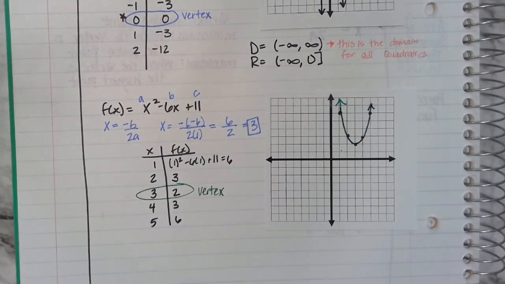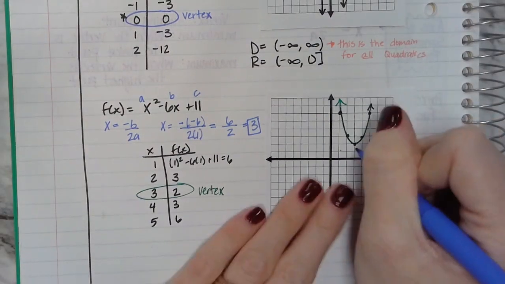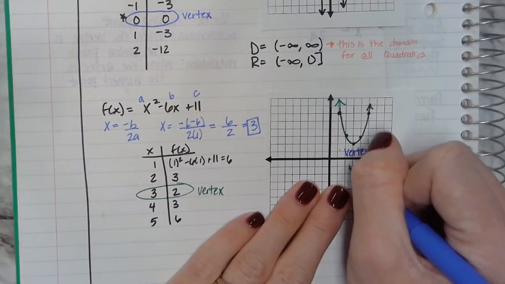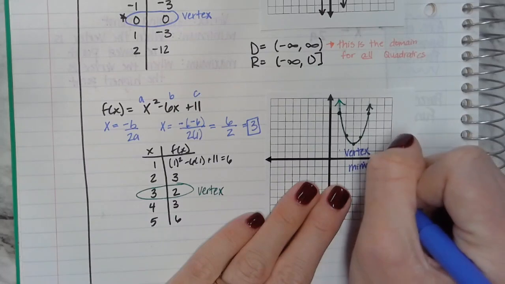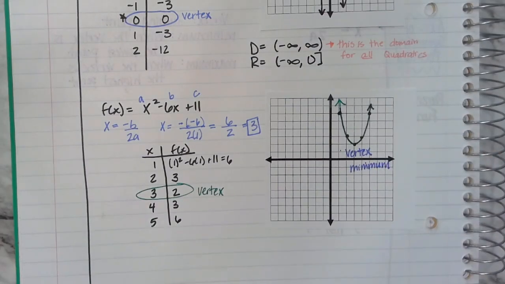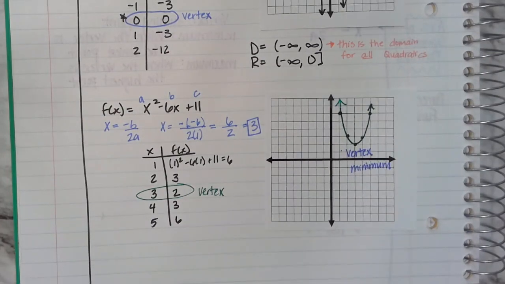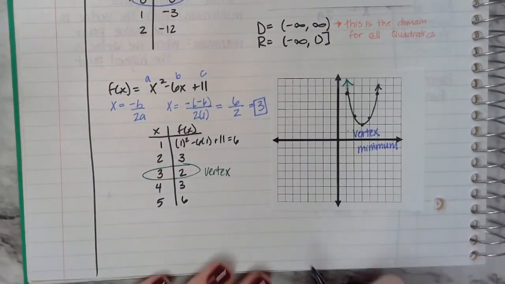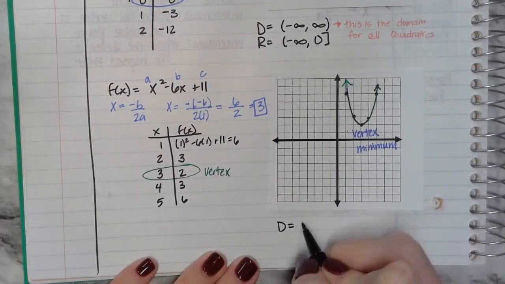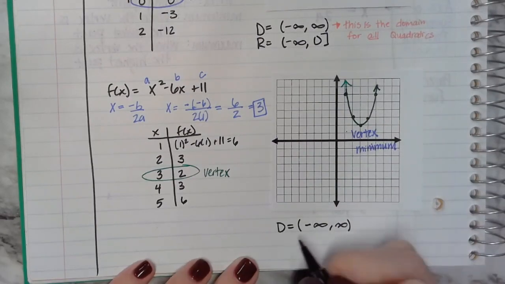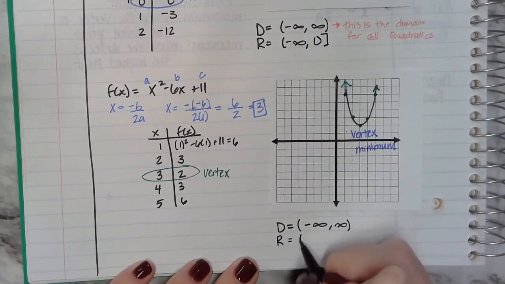So taking a look at the vertex, is our vertex in this example a maximum or a minimum? Our vertex is a minimum this time because it is the lowest point. That word says minimum. And now if I was to identify the domain and range, so domain, always and always for quadratics, negative to positive infinity, and for range, bottom to top.